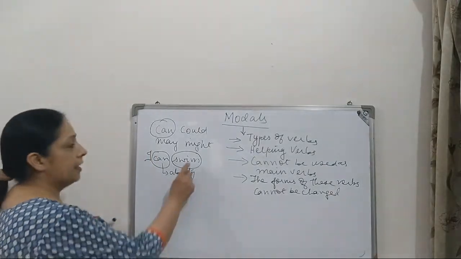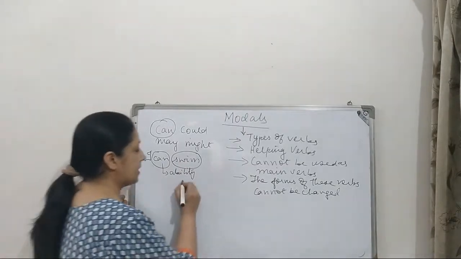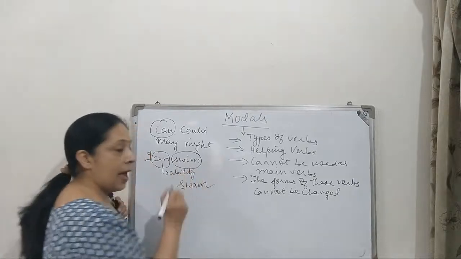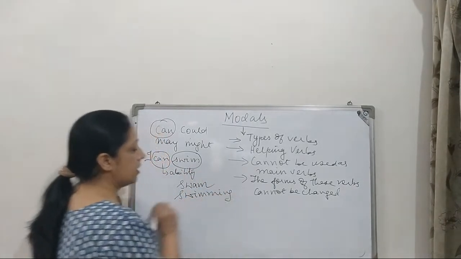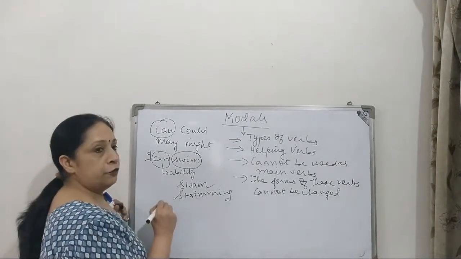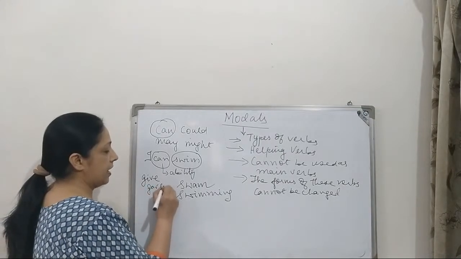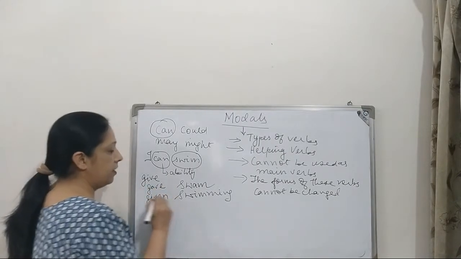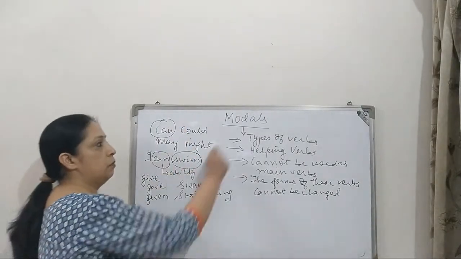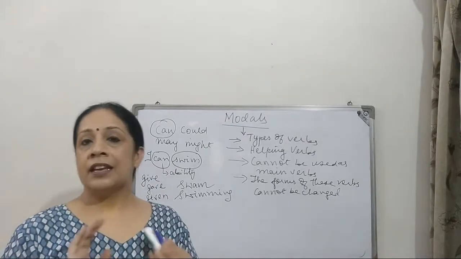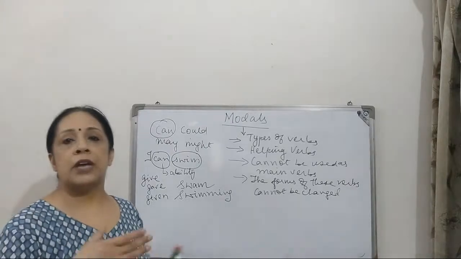For example, swim is a main verb, so we can change forms: the person swam, or we can use swimming. If it is give, we can make it gave, given, all the three forms of verbs. But for these modals, we cannot change the forms. So this was about what modals are.